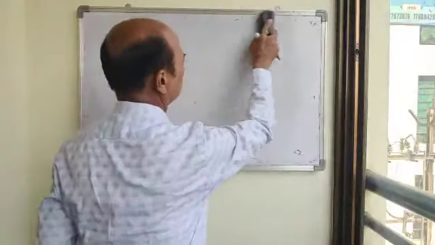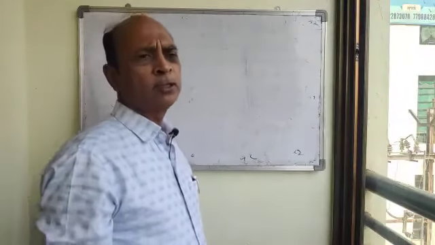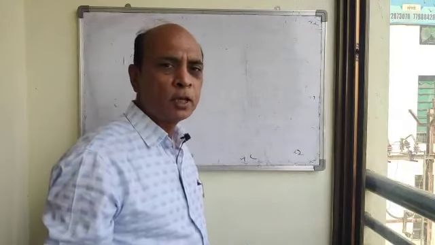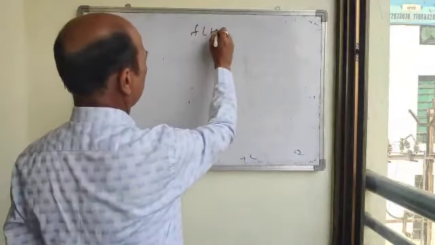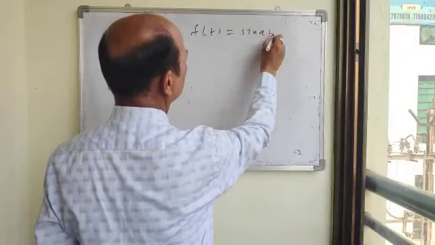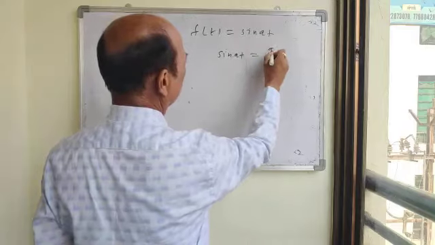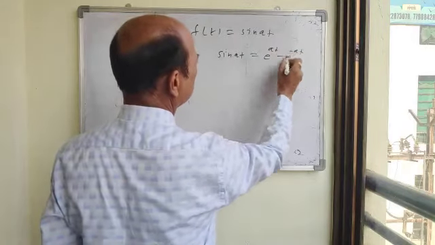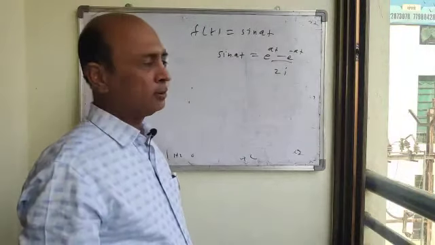Now this is about the Laplace transform of hyperbolic functions. We can also find the Laplace transform of trigonometric functions. So let us find this. Suppose f of t is equal to sin at. We know that sin at means e to the power iat minus e to the power minus iat divided by 2i.